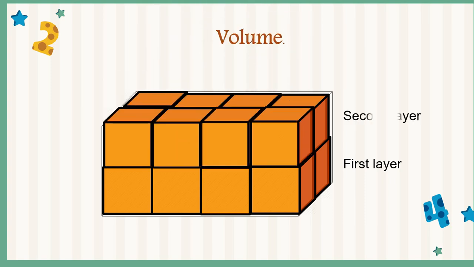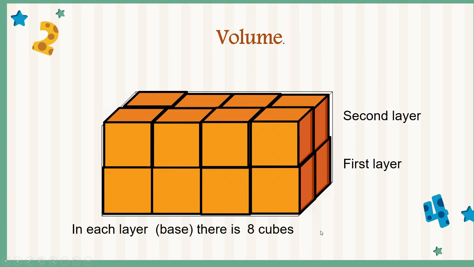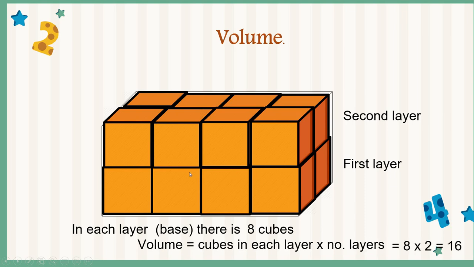So we need another layer here, the second layer, right? So the total number of cubes I used to measure the volume of this rectangular prism is 16 cubes, 8 in the bottom and 8 up. So how many layers do I have? I have 2 layers, and in each layer there are 8 cubes, right? So how can we measure the volume? We can say that if we multiply the cubes in each layer, which is 8, times the number of layers, which is 2, it will be 16. So the volume is 16 cubes, or 16 cubic centimeters.